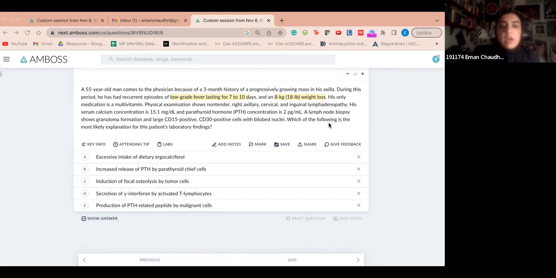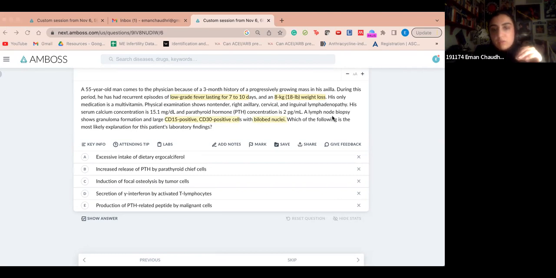A lymph node biopsy shows granuloma formation and large CD15 and CD30 positive cells with bilobed nuclei. What is ringing in your head already when you see this? Reed-Sternberg, good. And what is that pathognomonic for? Which type of lymphoma? Perfect. Hodgkin lymphoma. Very good, guys. So which of the following is the most likely explanation for this patient's lab findings?